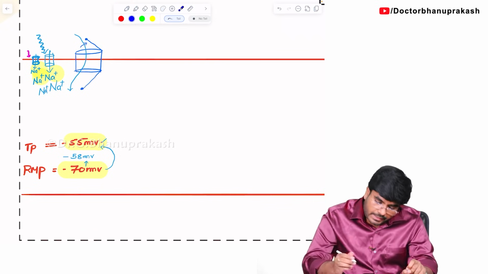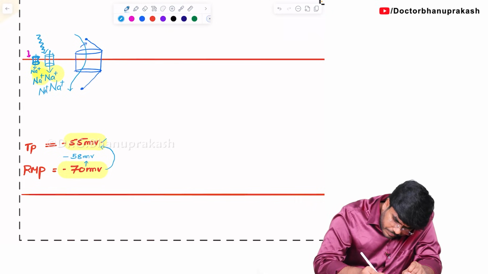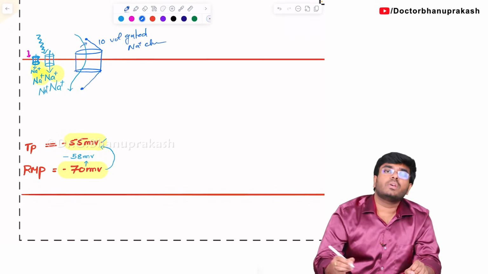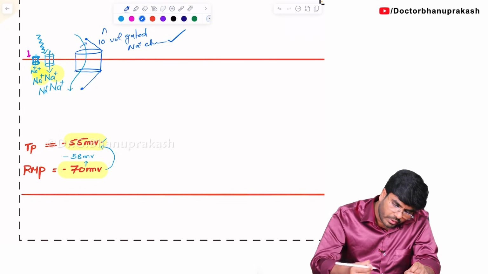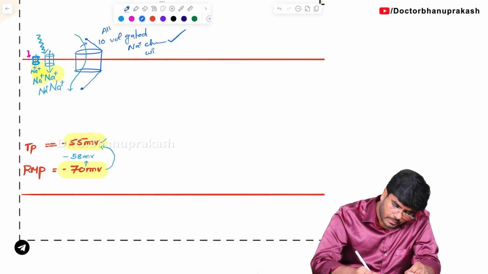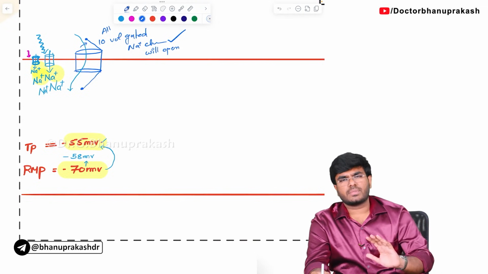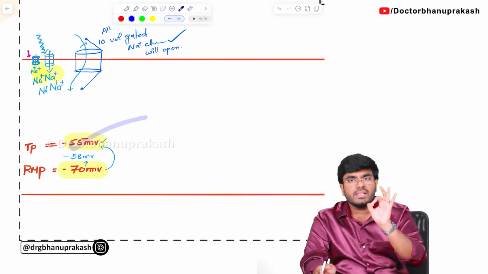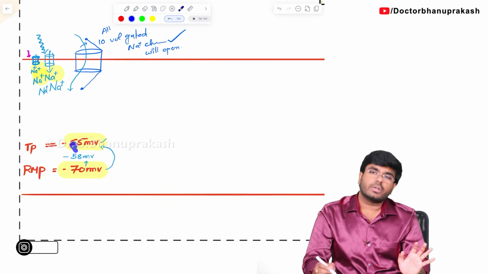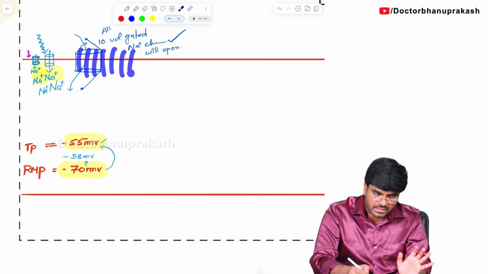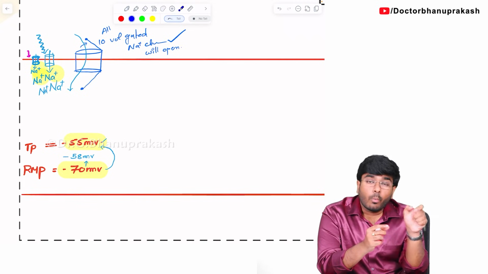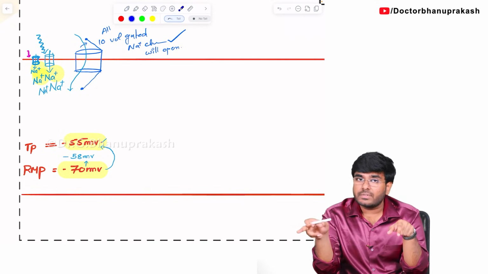One more thing I forgot. Imagine, let's say, here there are 10 voltage gated sodium channels. All 10 voltage gated sodium channels are open. All voltage gated sodium channels will open. Remember, this is the most important point: once the threshold is attained, all the 10 voltage gated sodium channels in this region will open. It's not like with a little stimulus fewer channels open and with more stimulus more voltage gated sodium channels open. No, it's not something like that.